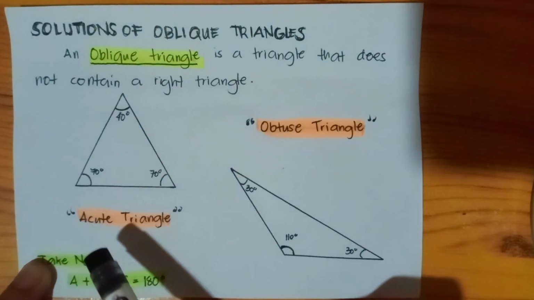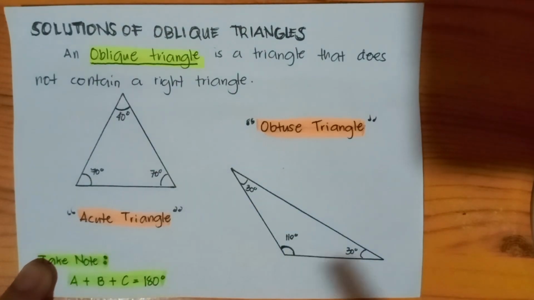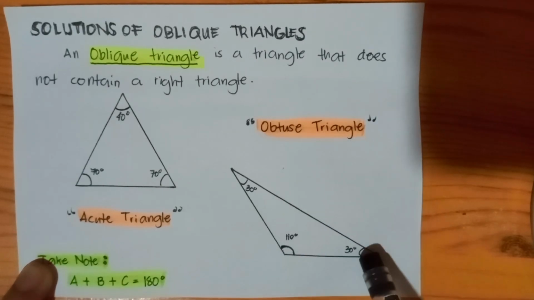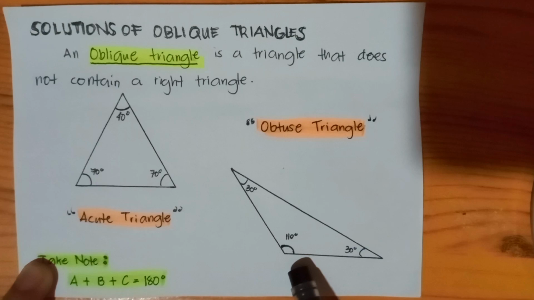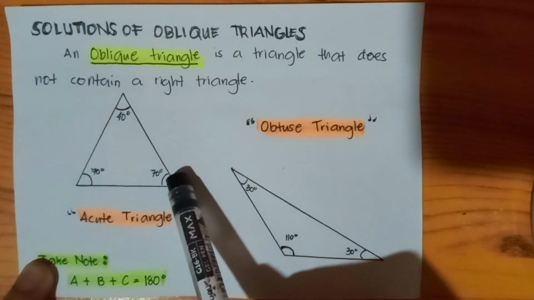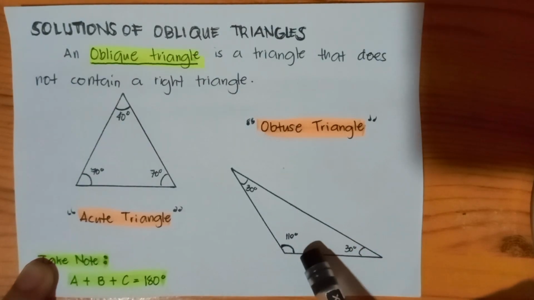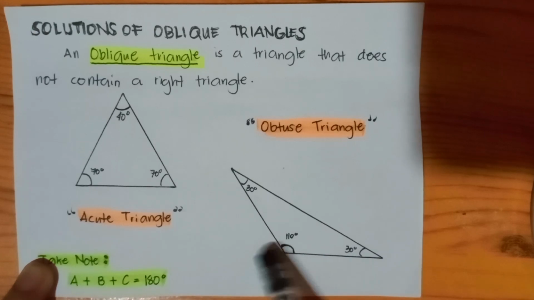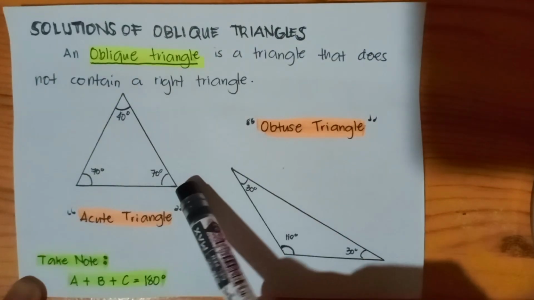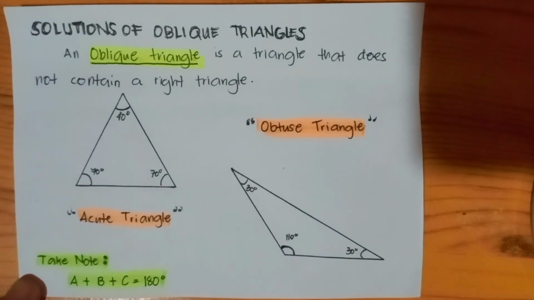This means it can be an acute triangle, where all the angles of the triangle are less than a right angle, or it could be an obtuse triangle, where one of the angles is greater than a right angle. As you can see here, in the acute triangle all the angles are less than 90 degrees, and in the obtuse triangle one of the angles is greater than 90 degrees. But take note, if you add all the angles, the result must be 180 degrees.